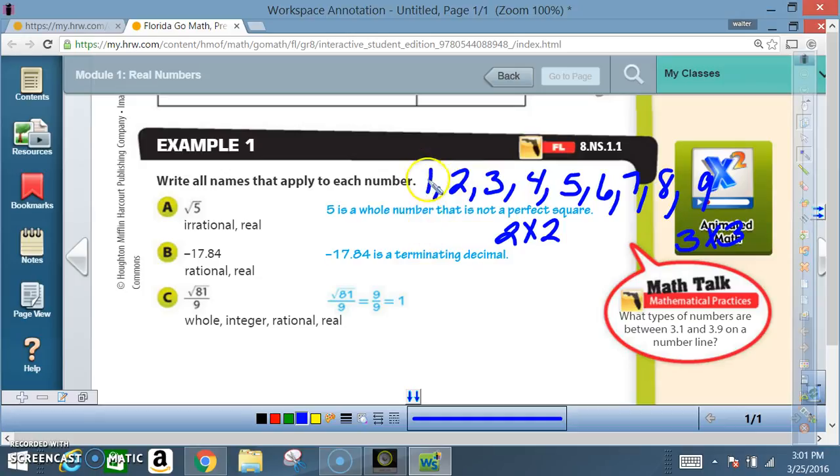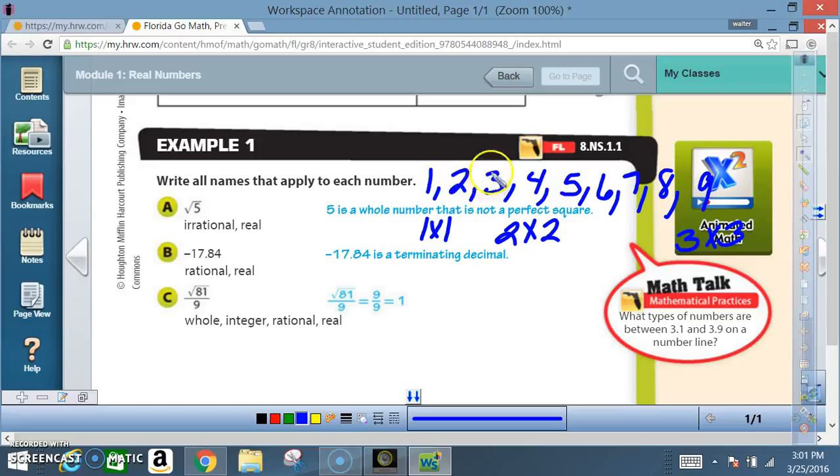All right, the first perfect square will be 1. Why? Because 1 times 1 will give you 1. All right, 1 times 1 is equal to 1. Is 2 a perfect square? No. What's the square root of 2? You got to figure that out. It's not a perfect square. What number times itself will give you 2? There's no such number.